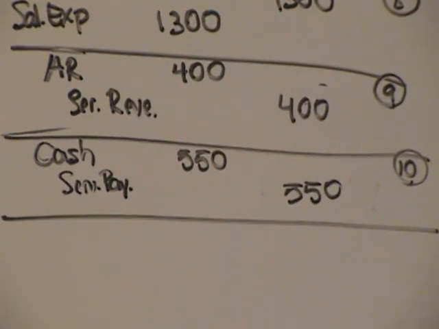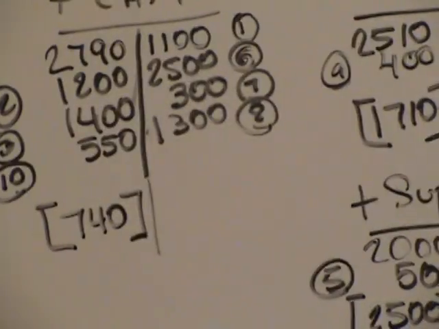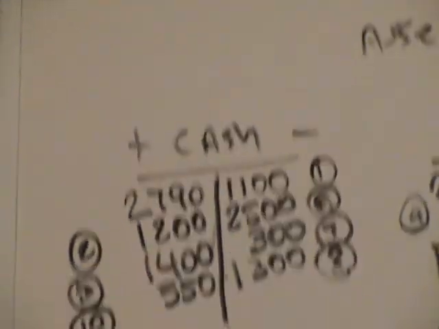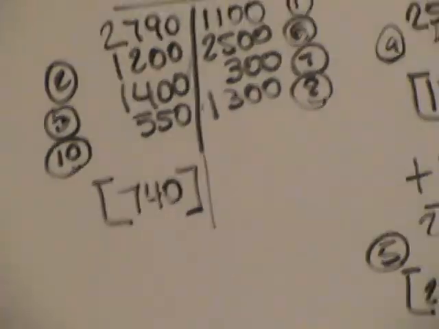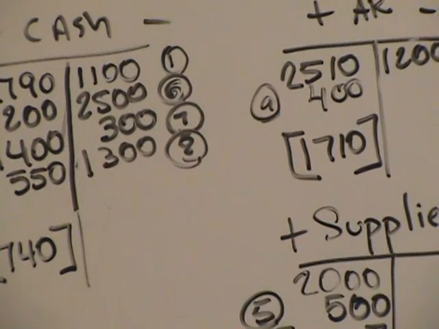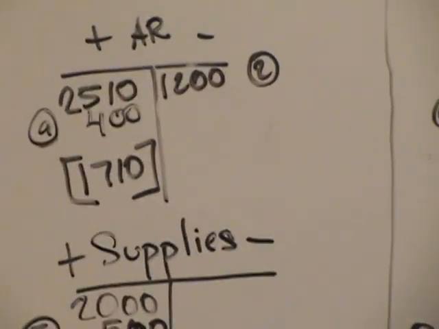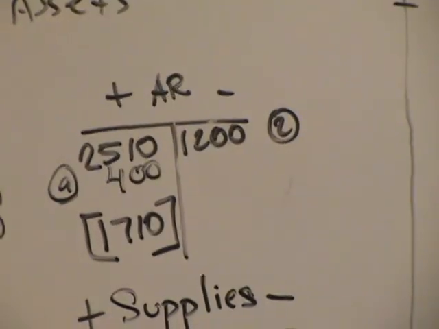Okay, so she did a good job. Now what she did after that was she went to every T account and summed them up. For example, in the cash account, she added 2790 plus 1200 plus 1400 plus 550. Then she subtracted everything on the right side of the T account, 11, 2500, 300. It was the same with receivable there, 2510 plus 400 minus 1200.